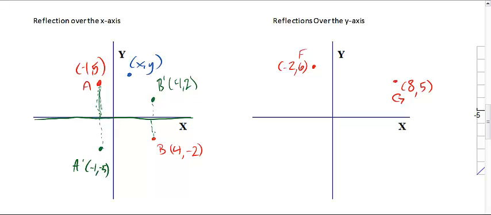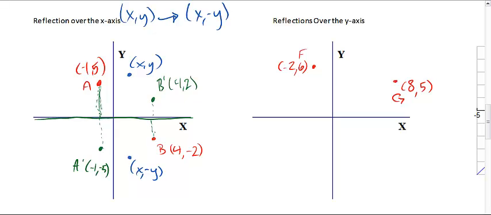But if I have any point (x, y) and I reflect it, obviously here in quadrant 1 it's going to land in quadrant 4, and its x-coordinate is going to be the same, and its y-coordinate is going to be the opposite sign. So that's actually our rule. Our rule is that the point (x, y) becomes the point (x, -y).